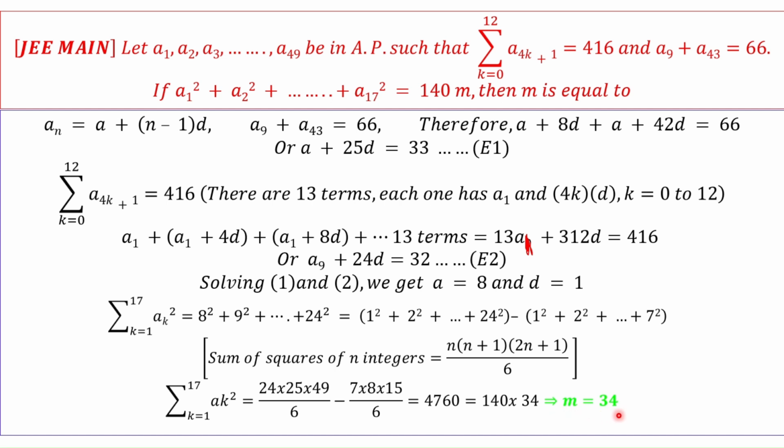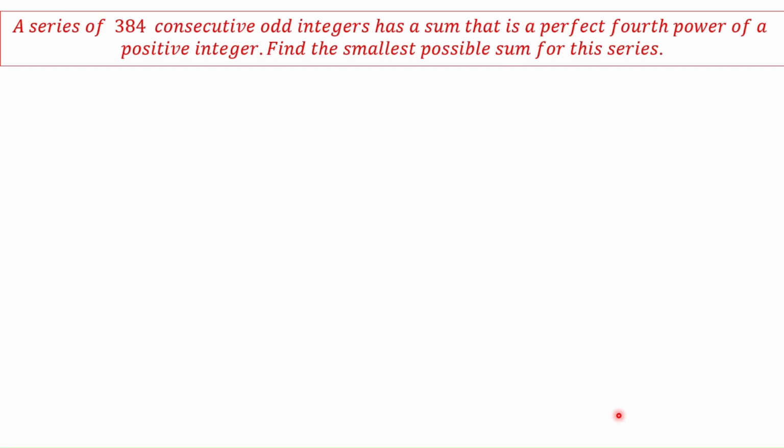So this is another kind of problem which you can get in progressions. Next. A series of 384 consecutive odd integers has a sum that is a perfect fourth power of a positive integer. If you call the sum k, then it is k to the power 4, right? Fourth power of a positive integer. Find the smallest possible sum of this series.